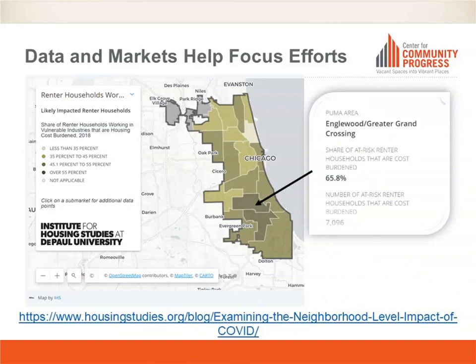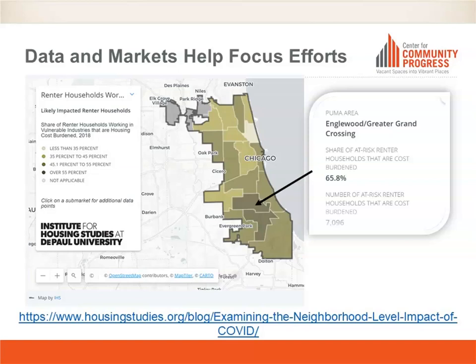We often show a map indicating neighborhood markets here, and the importance of tailoring strategies to do so. But that's still incredibly important, but I thought today we'd use a more timely example, in our limited time, of how data can help us focus our efforts to intervene. This work by the DePaul Institute for Housing Studies shows a map of neighborhoods in Chicago where the darkest shades represent the greatest share of renter households working in vulnerable industries, read there as susceptible to COVID-related layoffs. They're also housing cost burdened, which means they pay more than 30% of their income to rent.